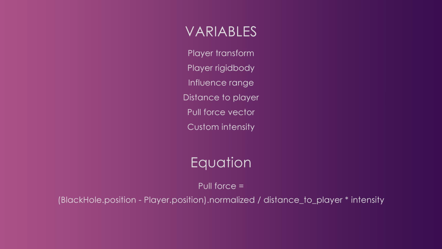The next thing we do is divide it by the distance to player, so we want it to be less of a pull the further away the player is. Now in real life, the actual equation is divided by the distance to player squared, but I found that it's just not that much fun in my game, so that's how I did it, by dividing simply with the linear scalar. And finally, we just multiply it by the intensity, which makes it much more fun.